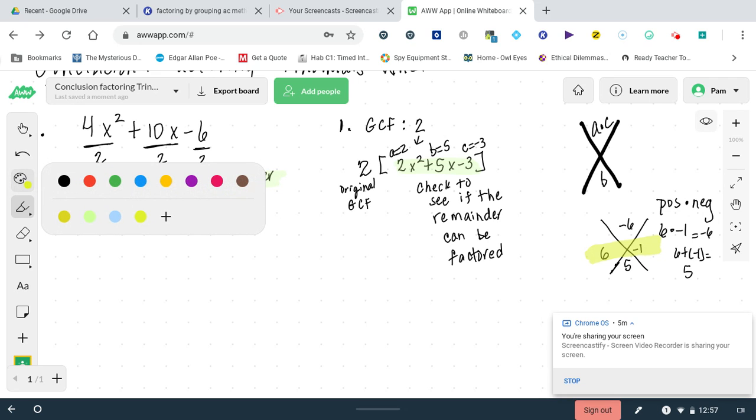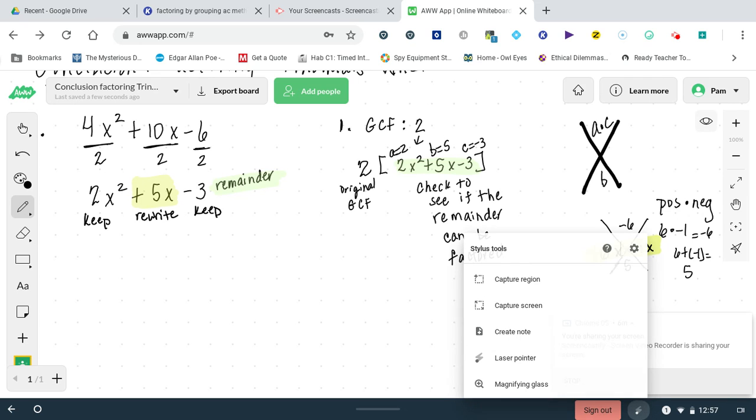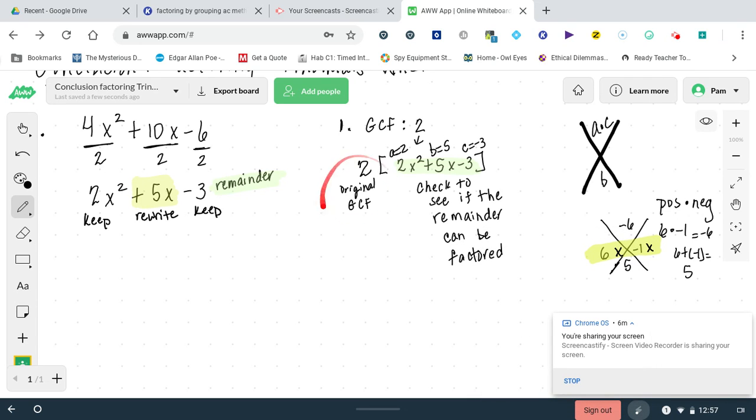And because it has an x, I'm going to go back and put an x here and an x here. So this I'm going to keep. This I'm going to rewrite. And this I'm going to keep. So I'm going to factor it by grouping. Again, I'm just factoring the remainder. And I know some of you are saying, well, what do you do with this GCF of 2? I'll show you what to do with the original GCF of 2 in the end, okay? You're not going to forget about it. You're not going to worry about it right now.